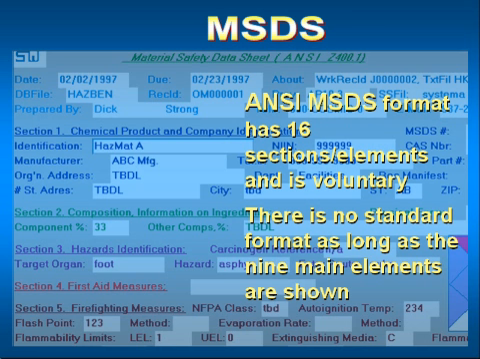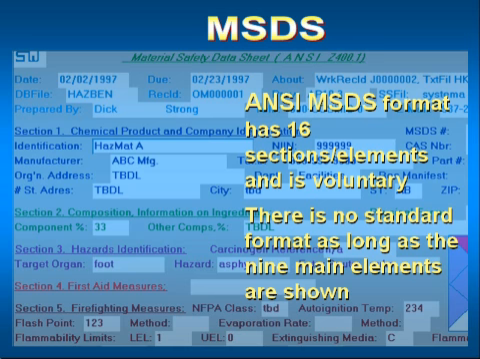As I said, there is no standard format under the OSHA one. Just the opposite with the ANSI. All 16 sections are arranged in a predetermined order, which makes it much easier for our emergency response personnel to determine corrective actions that they need to take.